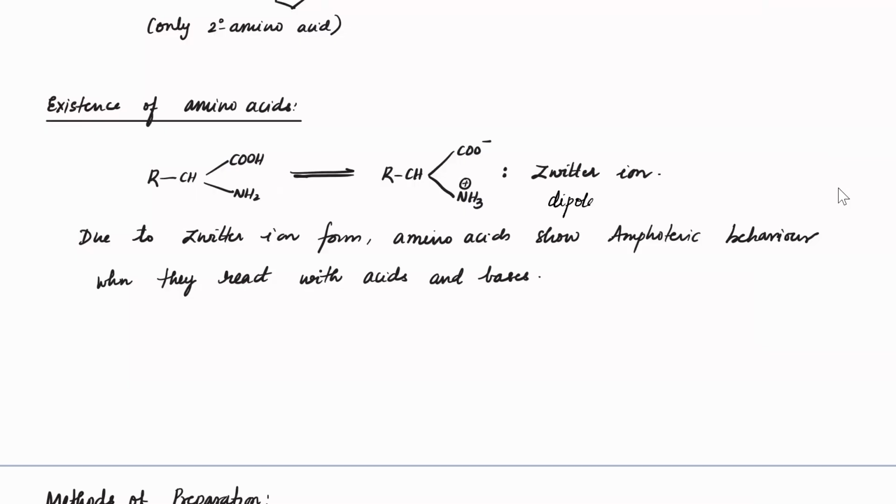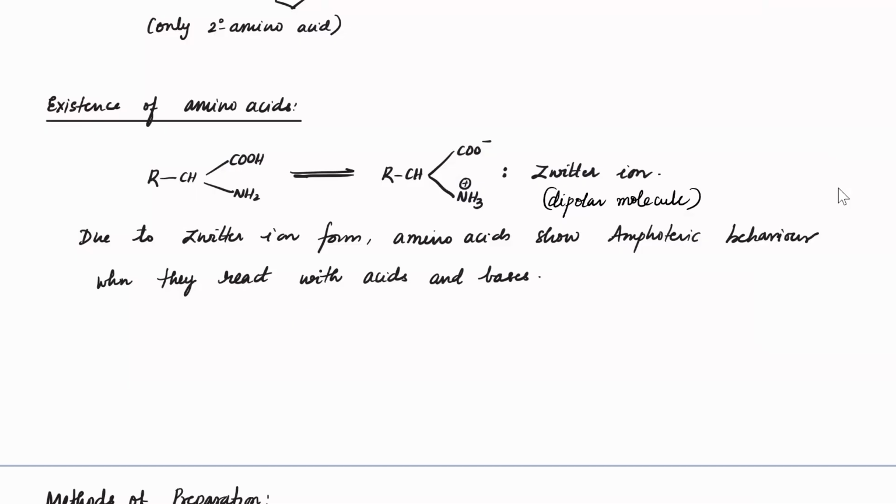Dipolar molecule, as in it will have a polarity of two, where you have plus and minus. So that is called a Zwitter ion. Now, due to the Zwitter ion form, an amino acid actually shows amphoteric behavior. That is the reason why they can react with both acids and bases. Clear?